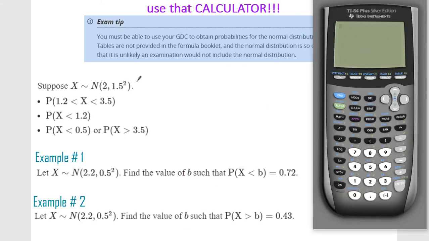you've got this down. So for the first one, we want a probability in between this interval. So we can do, let's see, where is it? Nope, not there. Second vars. Okay, so second vars. And then you want to do the normal CDF because we've got an interval. CDF is for intervals. So we want to go from 1.2 as the lower bound. The upper bound is 3.5. The mean is 2, and the standard deviation is 1.5. So we paste that.